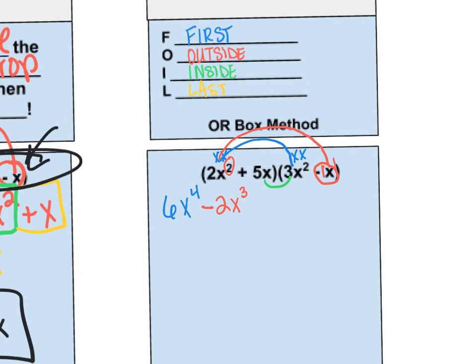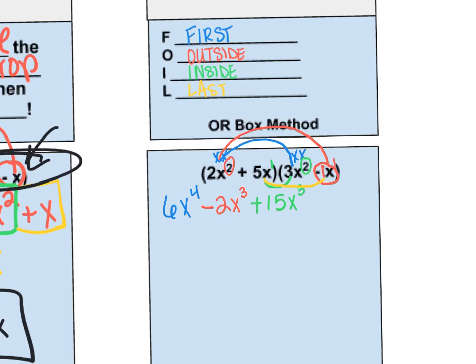So again, my blue pencil shows you the first terms in each binomial. My red shows you the outside terms. My green now is showing you the inside terms. So 5 times 3 is 15. We're talking about the variable x. I have 1 exponent here and 2 here, so I have 3 total. And then finally with my yellow, we're talking about last. So I'm going to multiply my last terms.